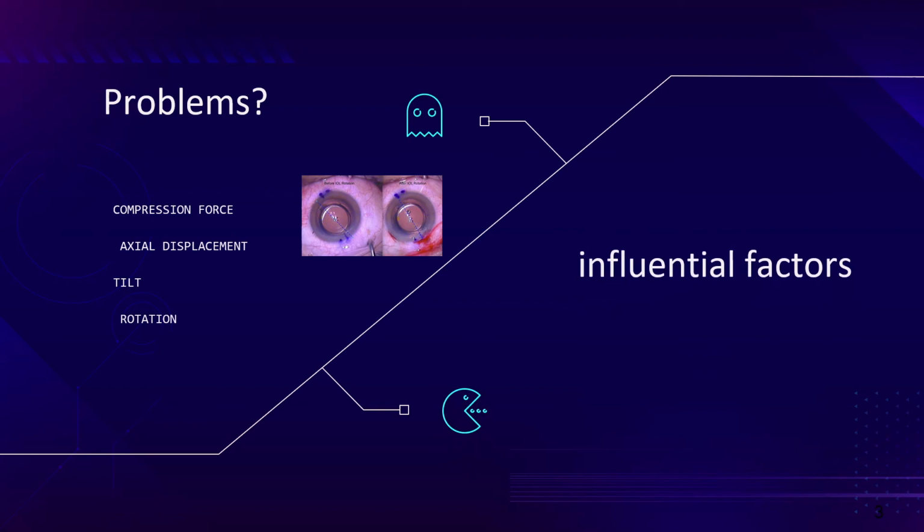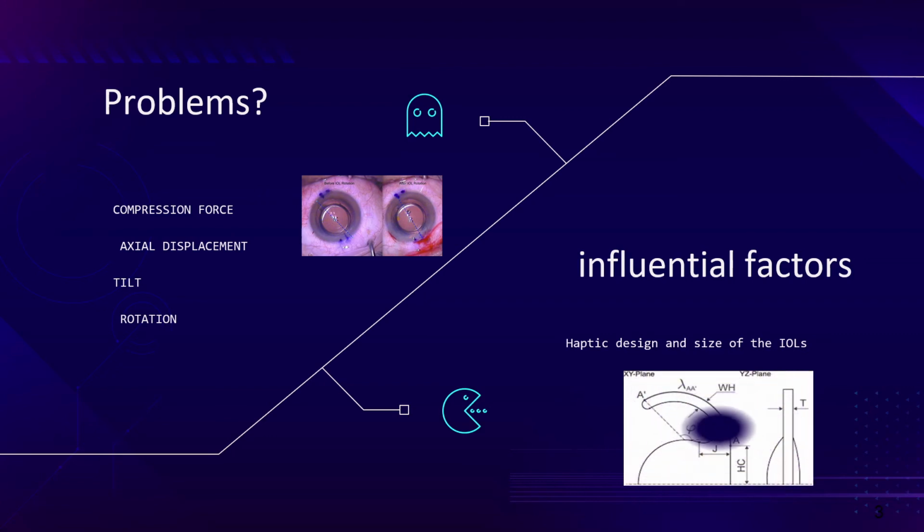What about the influential factors? The material properties, haptic design, and size of the IOL are considered to be very influential factors in the postoperative IOL stability. By changing a few parameters of the design, it will have some effect on the compression force, axial displacement, tilt, and rotation. Thus, it will change the mechanical stability of the IOL. This data can be collected by doing a simulation like finite element analysis.